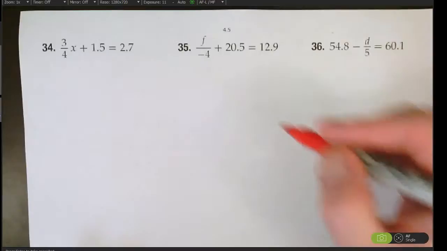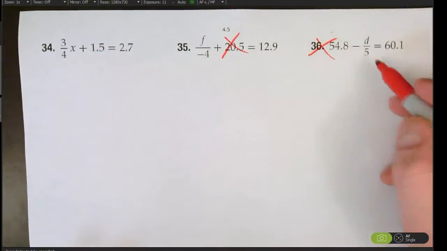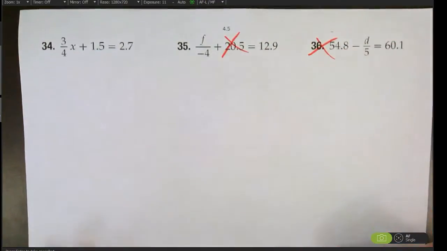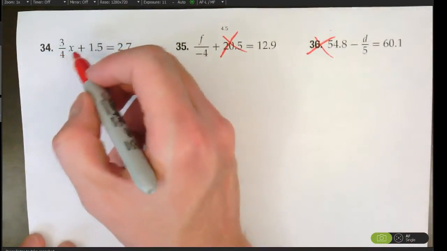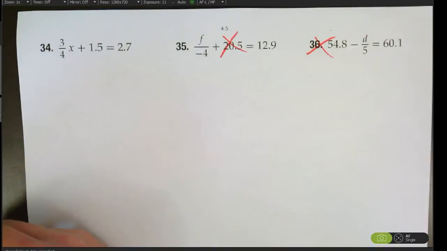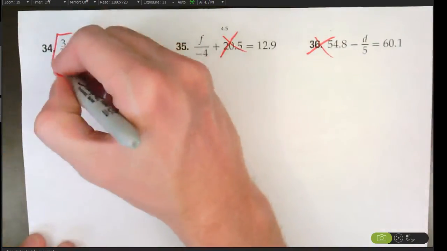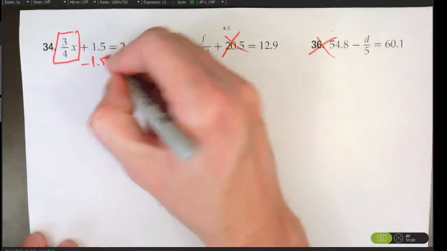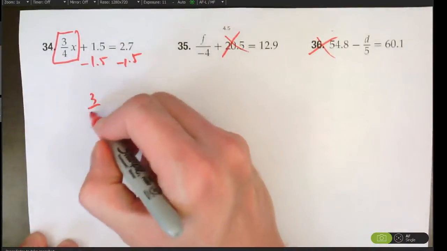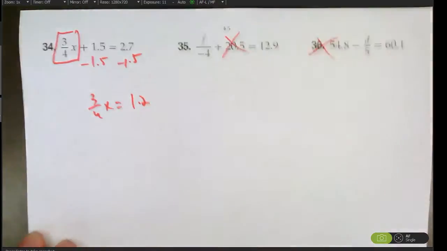Because these other two here, it's the same as before, it just looks more complicated because of the numbers. But number 34 is more complicated because I've got 3/4 x plus 1.5 equals 2.7. So again, first goal, get this by itself, get rid of everything else. So subtract 1.5 to do that. That gives us 3/4 x equals 1.2.